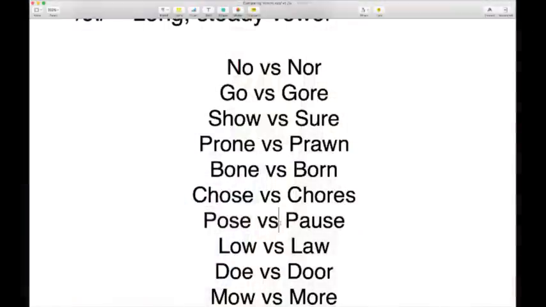So pose versus pause, to freeze something. If I pause the video, I stop the video momentarily. To pause, pose, pause. Notice how those S's sound like Z's. Pose, pause, stop it. Pose, pause.